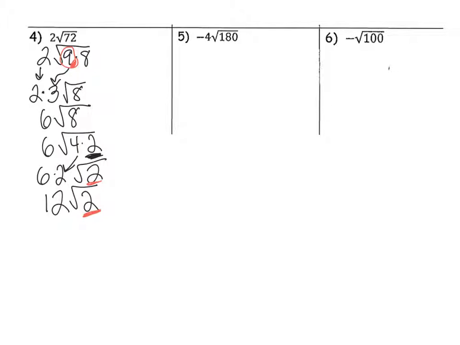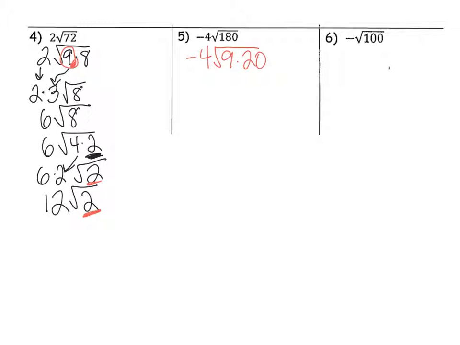Okay, the negative 4 is going to stay on the outside. But 180. Think about 18, guys. You don't have to worry about the 0. Think about 18 times 10. No, 18 is not a perfect square and 10 is not a perfect square. 6 is not a perfect square and 3 is not. 9. 9 times what? 9 times 2. It says 20.